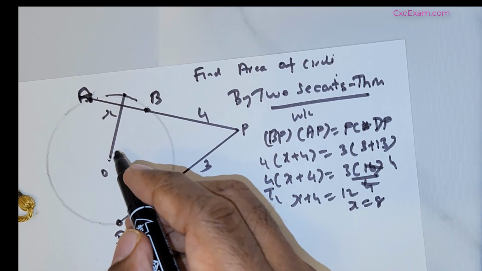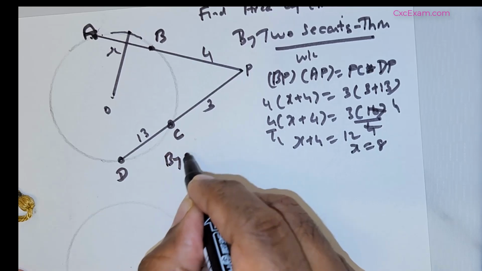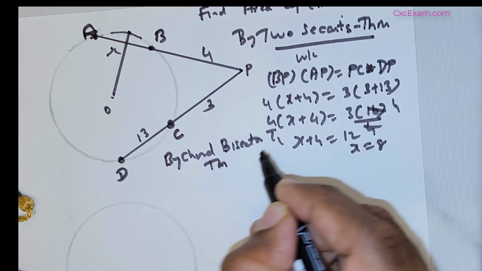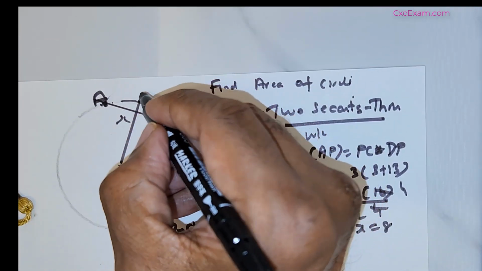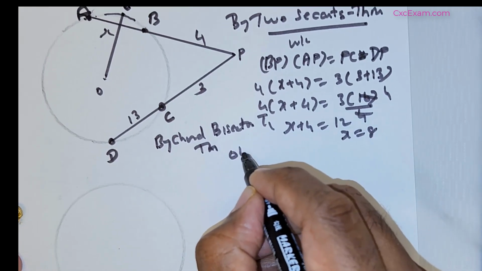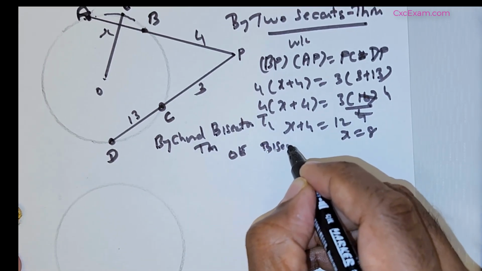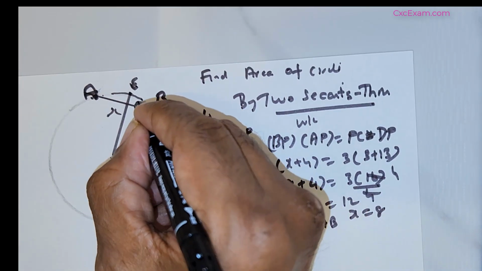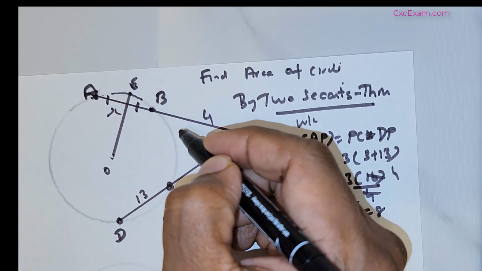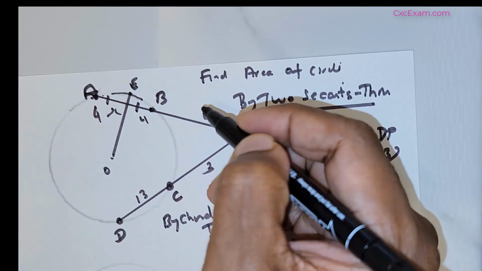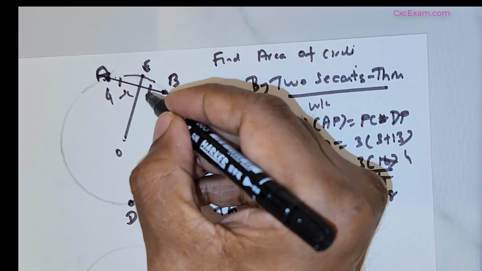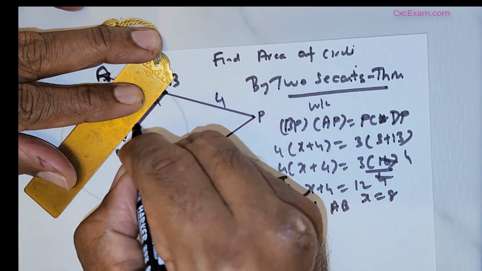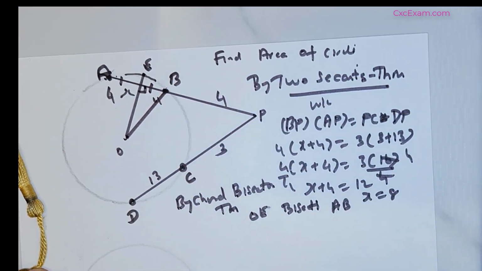Now, by the chord bisector theorem, if I were to take this as OE, it bisects AB. So that means this distance will be the same as this distance. This entire length is 8 units. So this is going to be 4 units, this is going to be 4 units. Now this is a bisector, so this angle is 90. Now I'm going to connect B with O. Okay, it's a right triangle now.